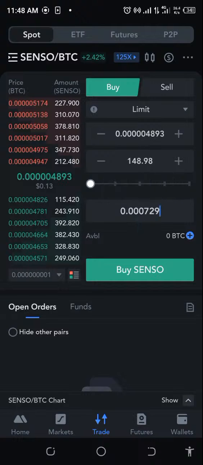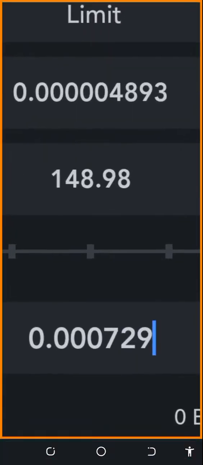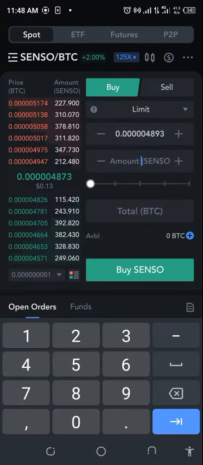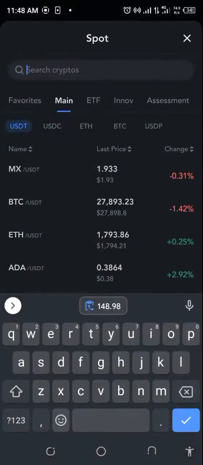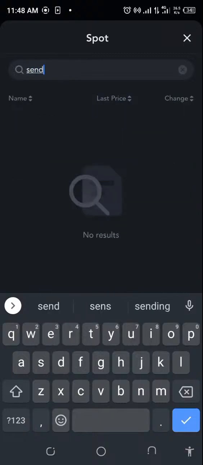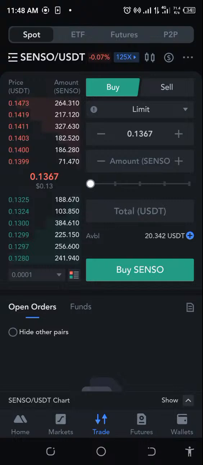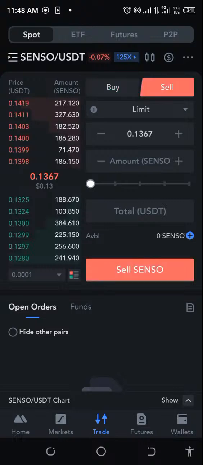Oh, you can see it's not even making sense. Can you see this? 148. No, no, no. But let's just finish up the process, okay? We go back to Senso. Senso USDT, all right? Okay, so I want to sell the Senso now.